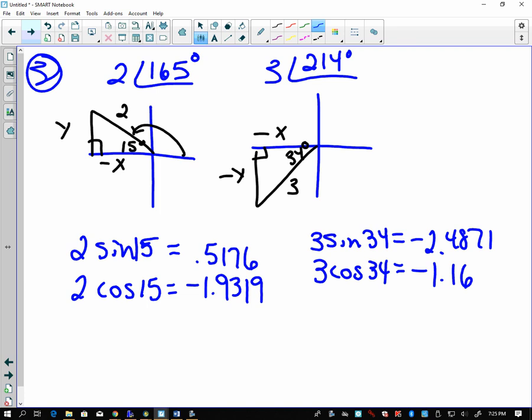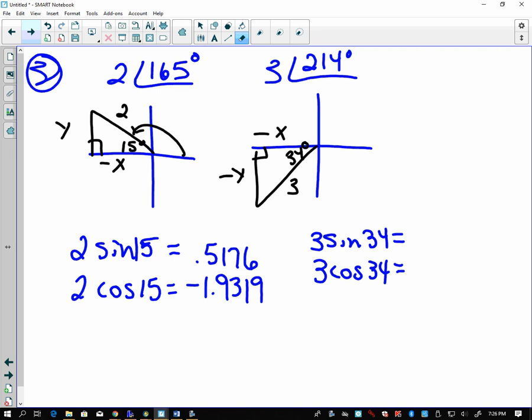All right? So we're going to add these things up. We're going to add our y's. So we get 0.5176 minus 2.4871. Okay, and make sure I get the right thing in here. Oh, I see what I did, I got the wrong number here. Should be negative 1.6776. Double check that, 3 cosine 34. Ooh, I got some stuff backwards and upside down. Let me fix this. 3 sine 34. Oop, that's why, because I'm in radian mode.